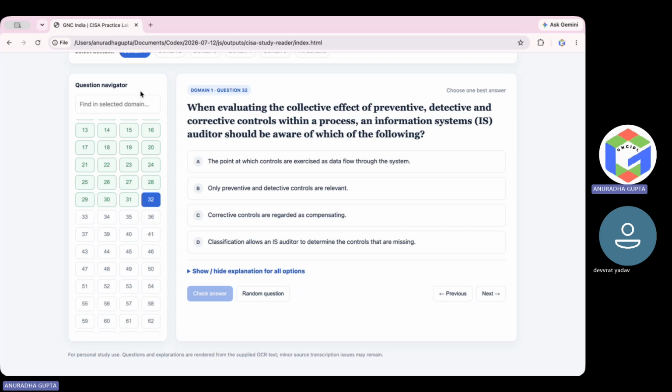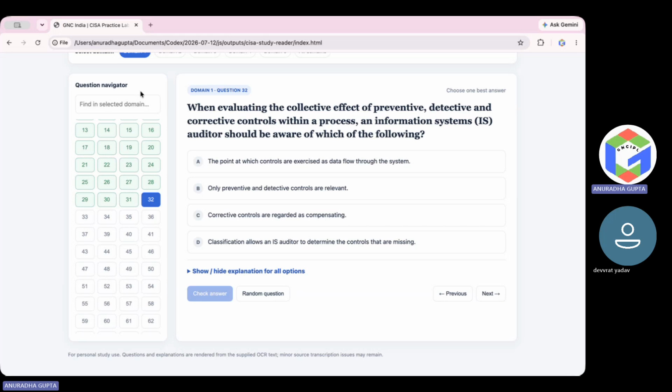Okay, and only preventive and detective controls are relevant. No, that is not possible, it can be excluded. Corrective controls are regarded as compensating. Controls are mandatory, not compensating. That can also be eliminated. Classification allows an IS auditor to determine the controls that are missing.